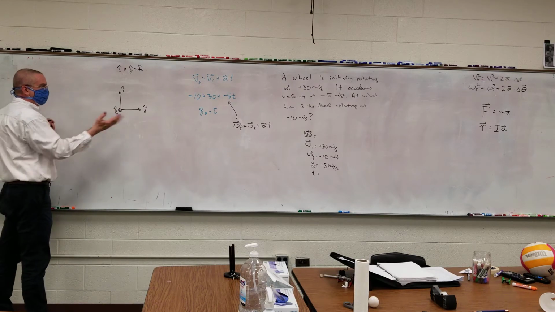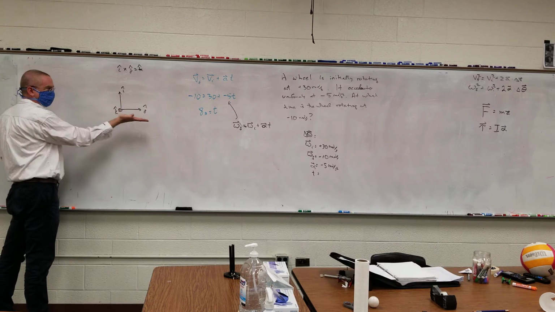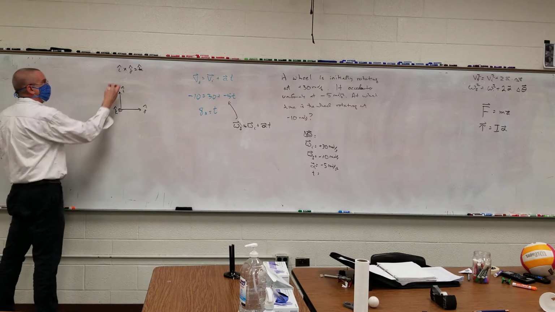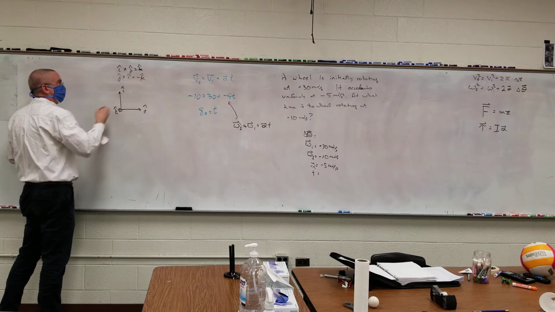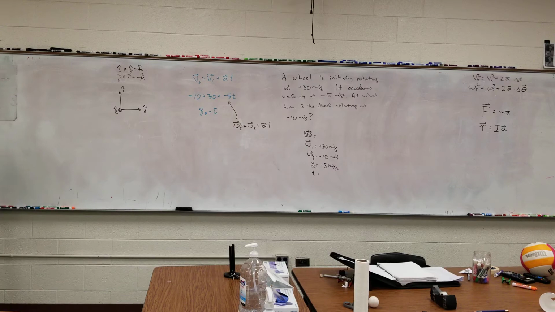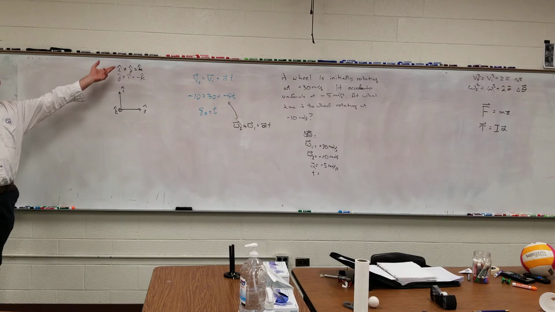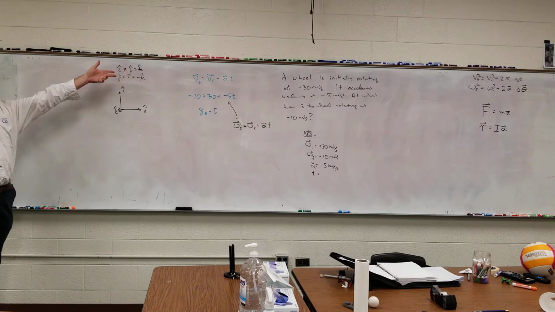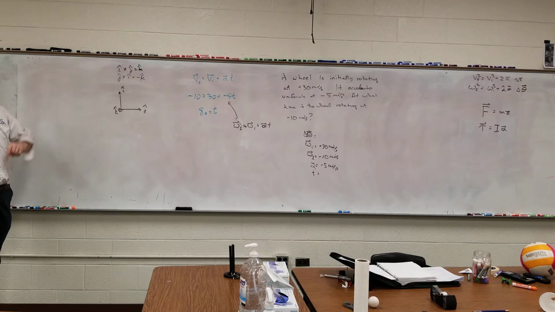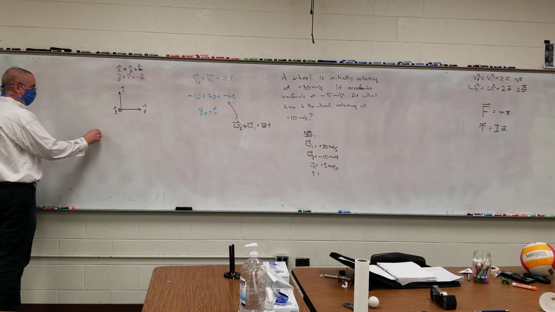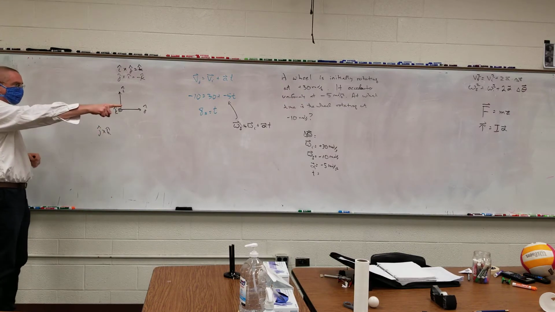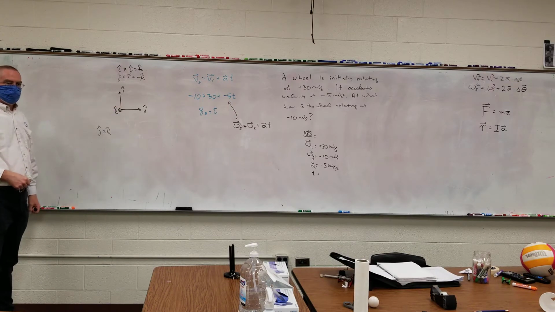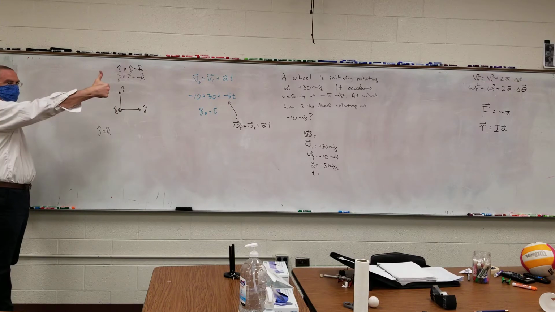By this, if I do j cross i, it comes out of the board, so j cross i is negative k. Notice that if I just switch the order in which I'm multiplying, I get the negative of the answer. Commutative property does not hold. The order does matter. If I do j cross k, well, j is pointing in that direction. k is pointing into the board, so j cross k is i.